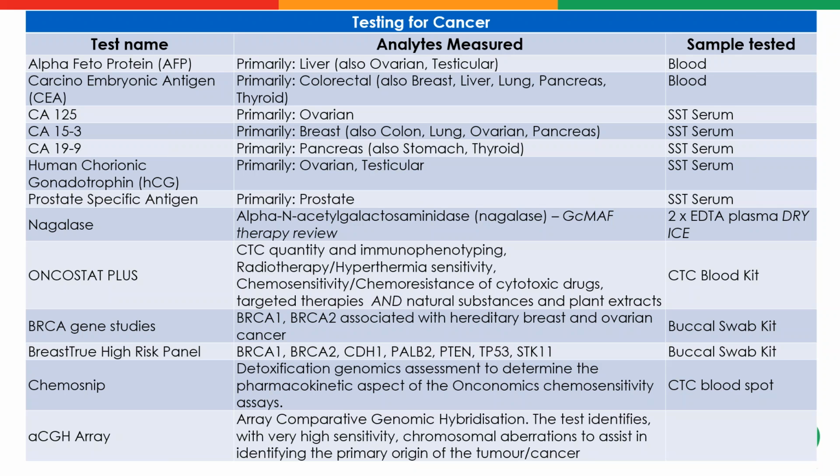So you can actually identify the gene polymorphisms that are associated with that level of chemotherapy, as well as the alpha CGH arrays. These arrays are genomic hybridization arrays. They identify with really great, highly sensitive aberrations to assist identifying the primary origins. Where does that tumor originate from?